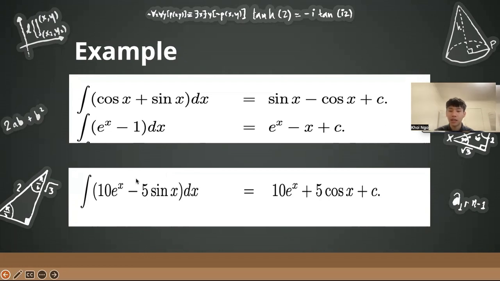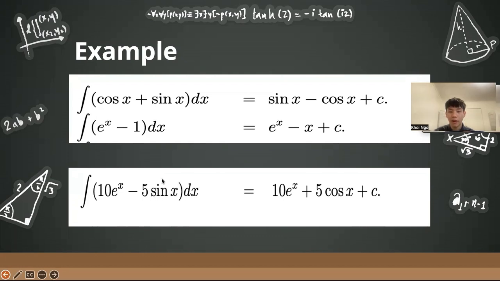And then let's move on to the last question. Antiderivative of 10 e to the power of x minus 5 sine x dx. For the first term, 10 e to the power of x, 10 is just a constant, so we take it outside. The antiderivative of e to the power of x just stays the same, e to the power of x. And then for the next term, minus 5 is just a constant.